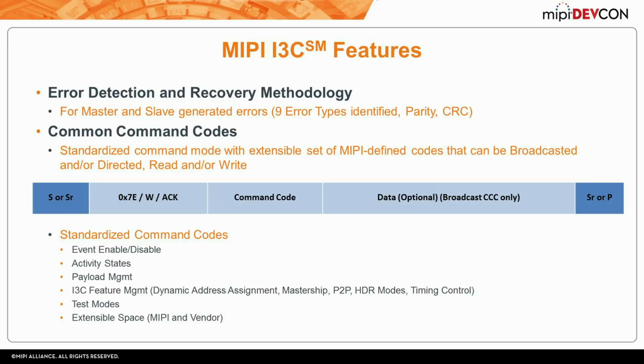Not going into a lot of detail on error detection and recovery methodology, which effectively does not exist at all in I2C. So we've made an effort to identify error types for master and slave error types, added parity, some CRC. You'll have to review the details of the spec to see exactly what's available for each mode, versus SDR mode, versus HDR, the various HDR modes. But I think that's a good advancement.